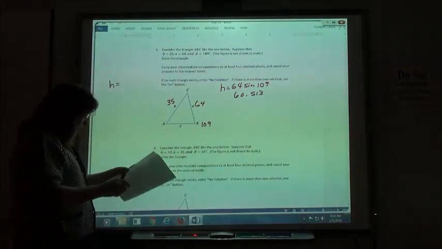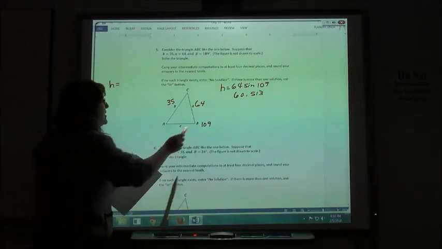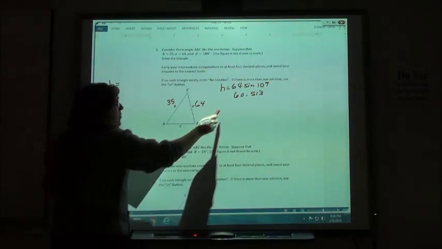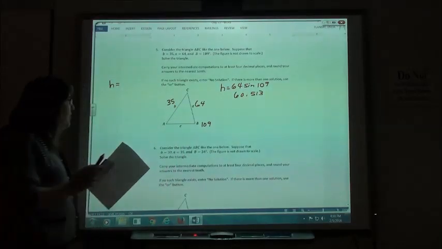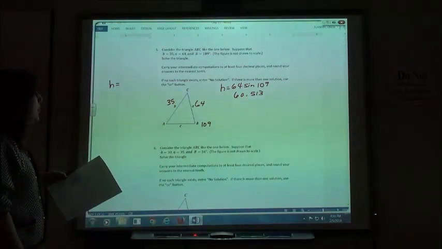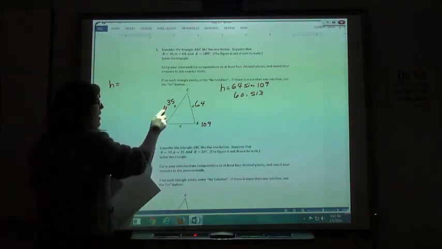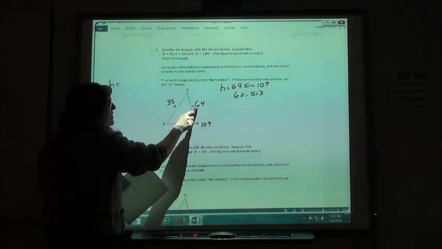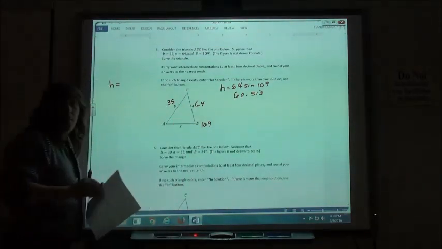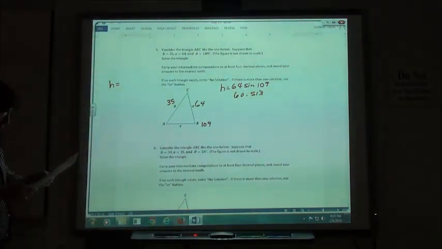So we checked with our rules. It said, is h equal to my opposite side? This time my opposite, the opposite of my angle, is 35. Well, h is not equal to 35. So then we said, okay, is the opposite side greater than the adjacent side? Well, the opposite side is 35 and the adjacent side is 64. So no, the opposite is not greater than that one. So I know that I don't have one triangle.